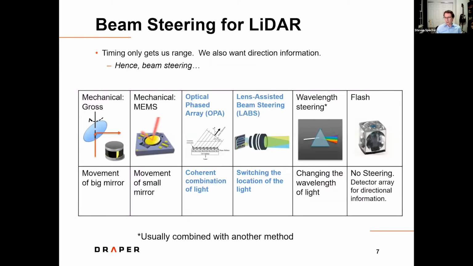Okay, so I just described how to get the range, but you also want directional information too in a LiDAR system. And so that's where the beam steering part comes in.